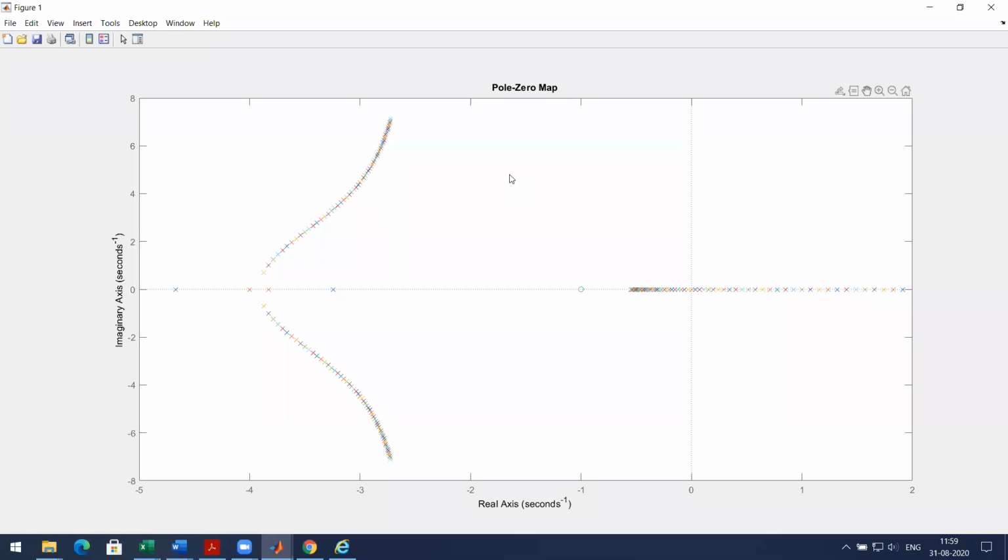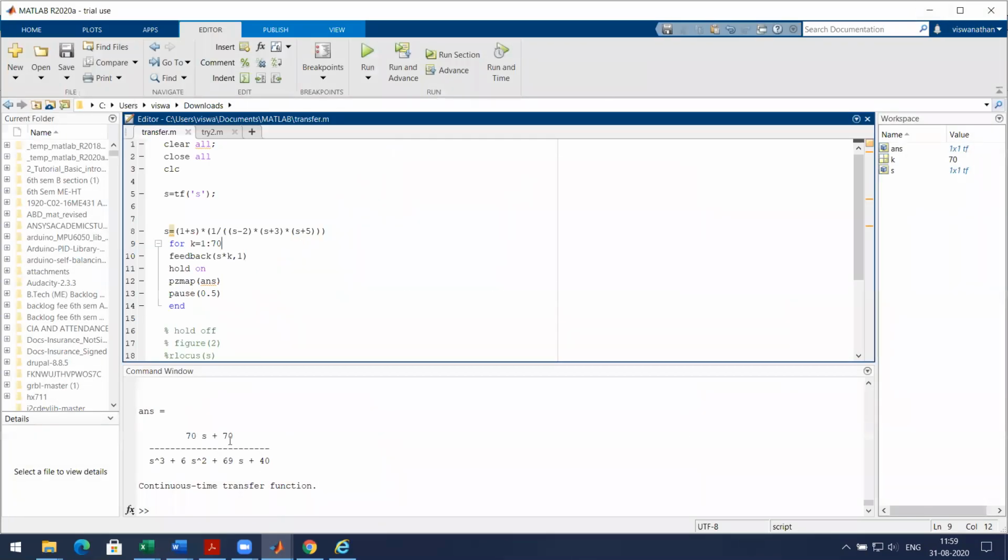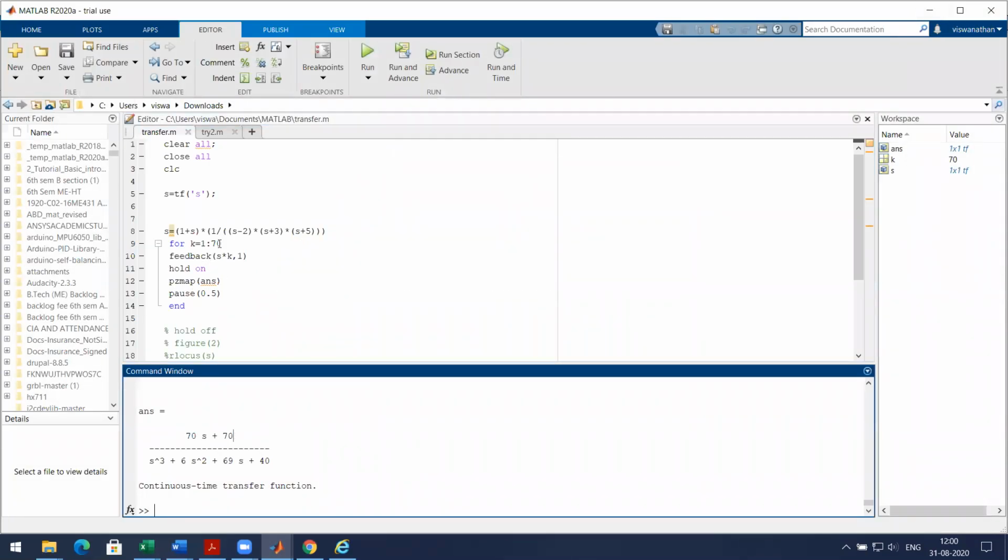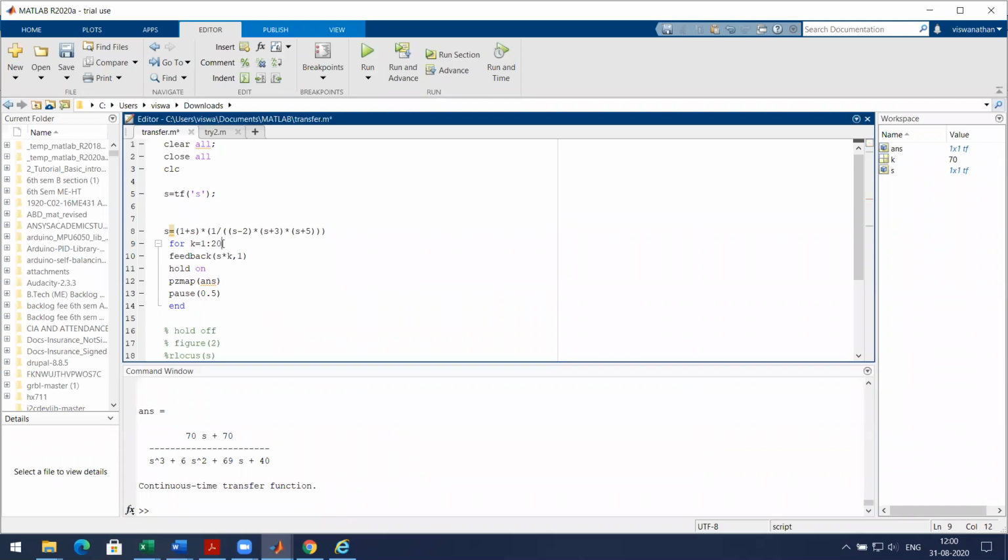So what you're doing is plotting the root locus step by step, point by point. If you just type rlocus, you'll get the whole thing at once. This again stopped, it didn't reach the 0 yet. It has reached 70. What I'll do is put some 200 or something and reduce the pause time so that it will be faster. So 0.2, and increase this to say 500 itself. Okay, so this will run a little faster.